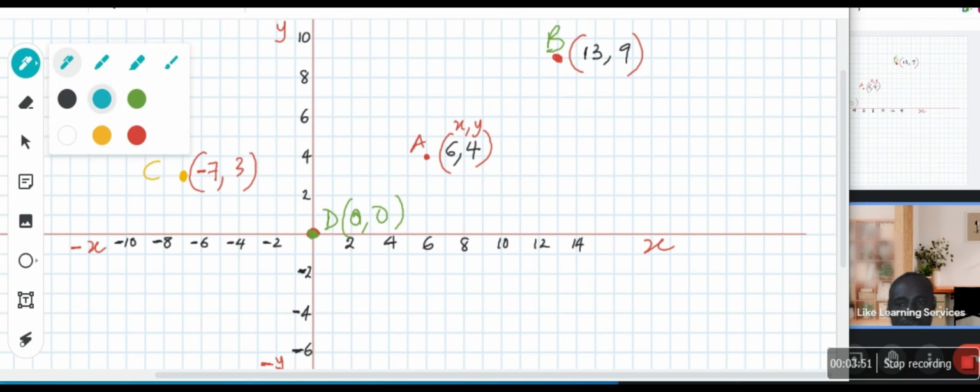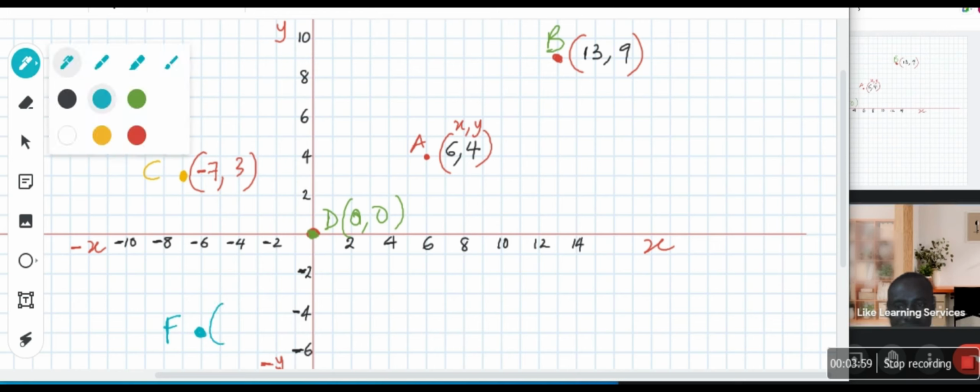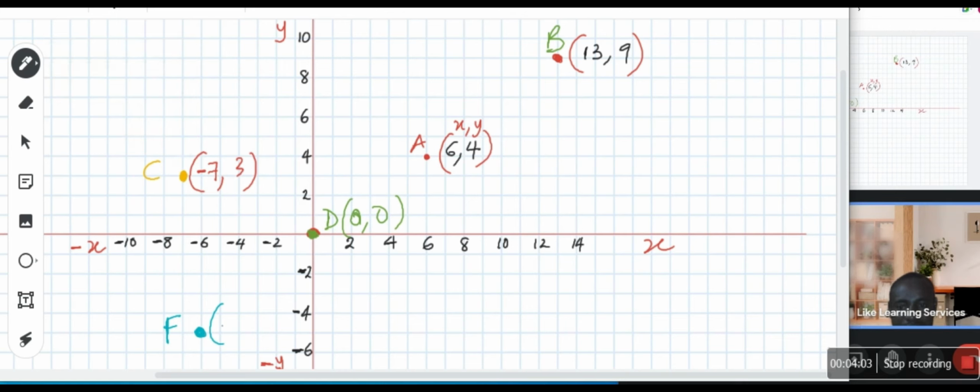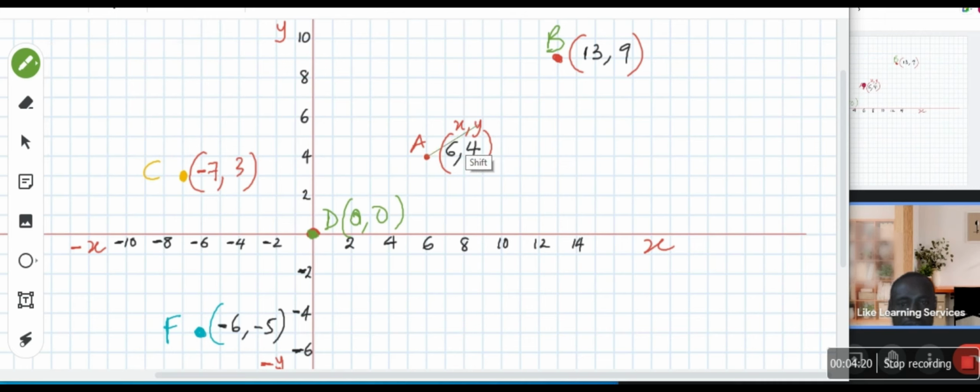Fine, maybe give me the coordinate of this point. I'm going to call it F. Minus 6, and minus 5. That's fantastic. You just need to tell me something here, and I think we can look at this later.